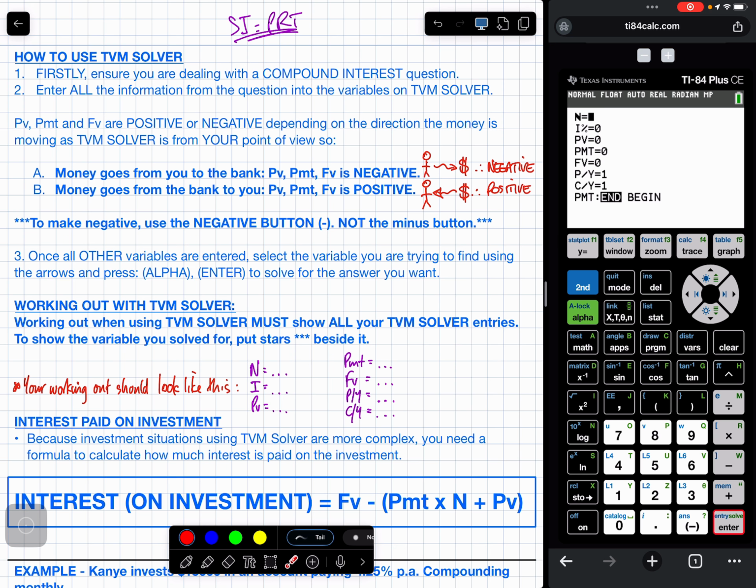If I'm putting money from my wallet in the bank, the sign of the number has to be negative. If the money's coming from the bank to me, it comes out as positive. The way that we make things positive and negative is not the take sign here. The take sign underneath multiplication, that's subtraction, that's not negative. Can you see a little negative sign in brackets next to enter? That's how we make things negative using TVM Solver.